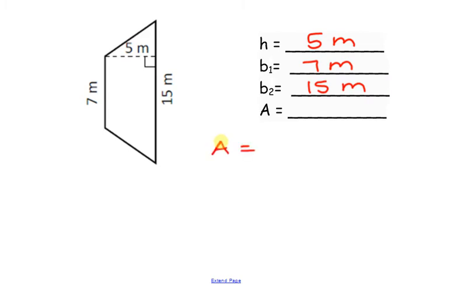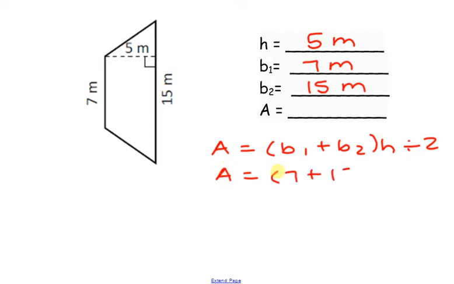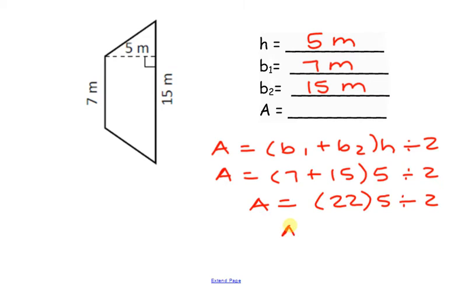Always start by writing the formula. Area equals base 1 plus base 2 times the height divided by 2. Area equals 7 plus 15 times 5 divided by 2. Area equals 7 plus 15 is going to be 22 times 5 divided by 2. Area equals 22 times 5 is 110 divided by 2. Area equals 55. And so your final answer should be 55 meters to the second power.